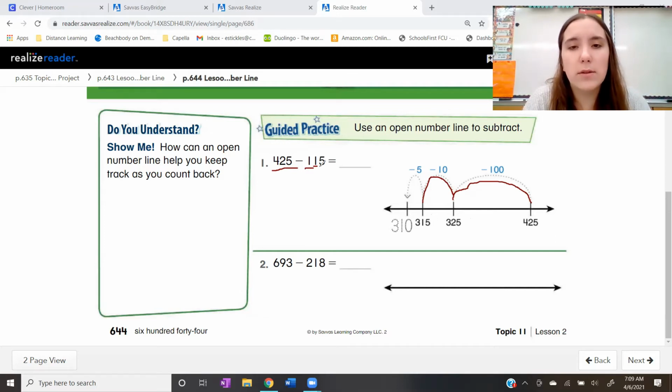And now I need to do my ones. I could do 5 jumps of 1, but we're better mathematicians and we don't need to do little teeny tiny jumps for every single subtraction problem. So I'm going to do one jump of 5.